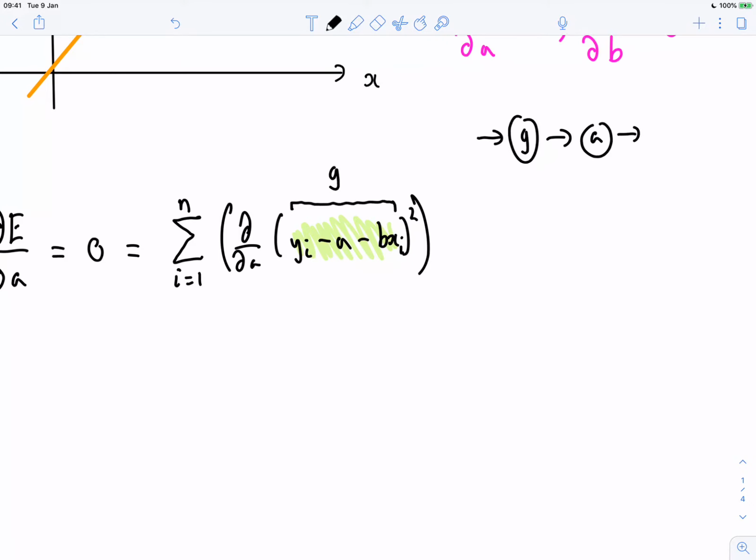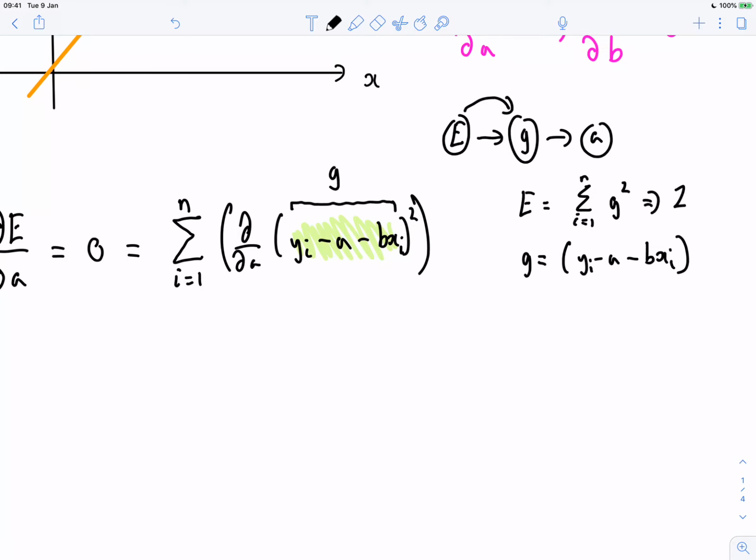And if E is a function of g, which is a function of a, then to find dE by dA, I need to do dE by dg. Well, if E is the sum from 1 to n of g squared, and g is y minus a minus b xi, this is a yi, then to differentiate g squared with respect to g, that just becomes 2g. To differentiate this with respect to a, y is a constant, so that goes, b and xi are constants, so that goes, and minus a will differentiate to minus 1. So in actual fact, this will be the sum from 1 to n, 2g. So all we have to do is multiply this by this.